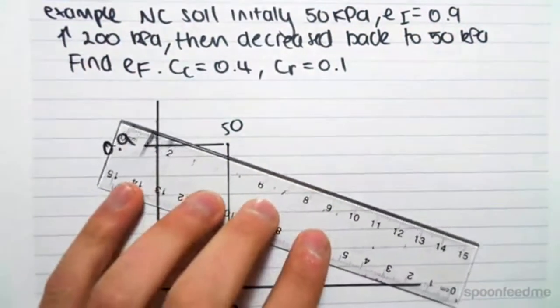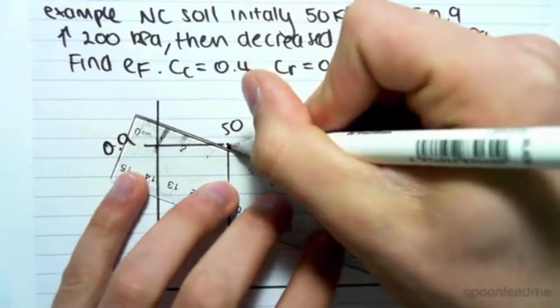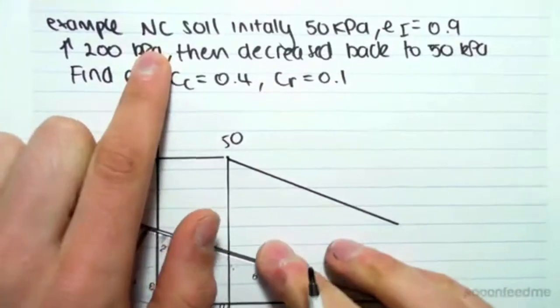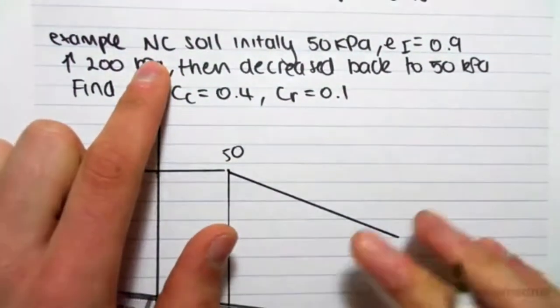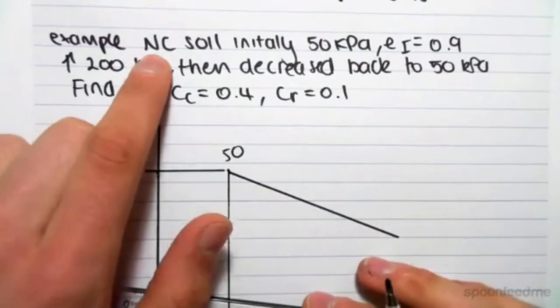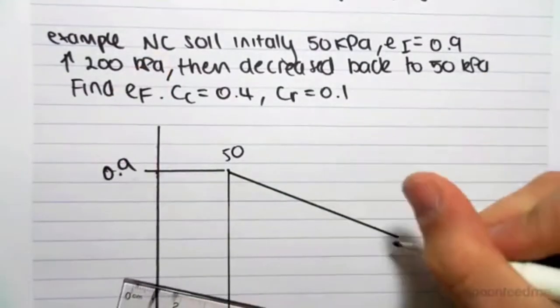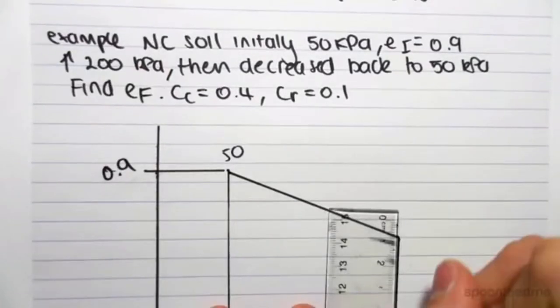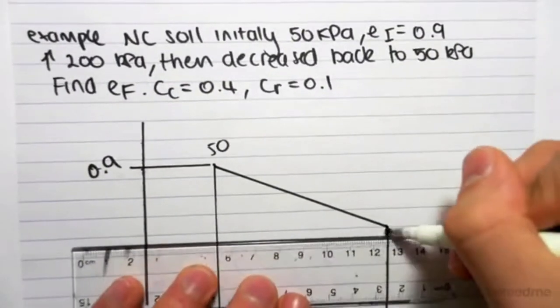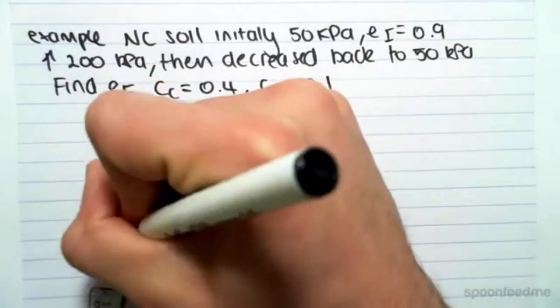Alright, we increase it to 200, so we're coming down here. It said that it's a normally consolidated soil, so we don't need to worry about finding the pre-consolidation stress because it's told us that it's normally consolidated. So that's going to take us to 200. We don't know the voids ratio there, so let's call that E1.